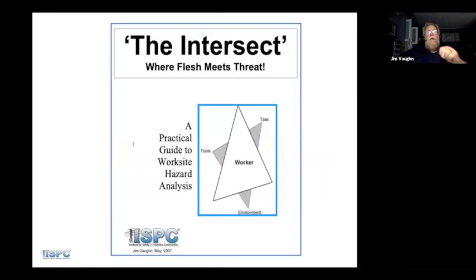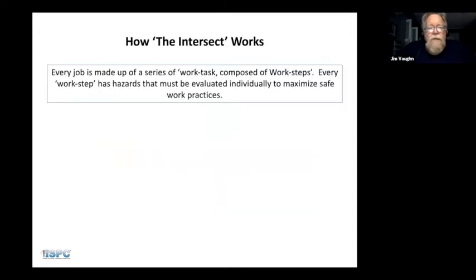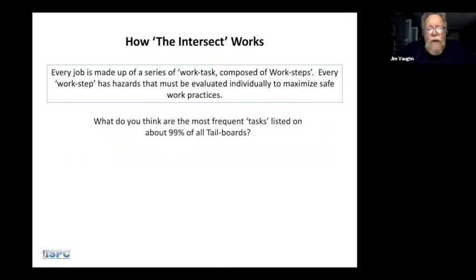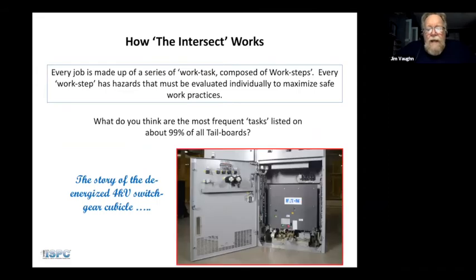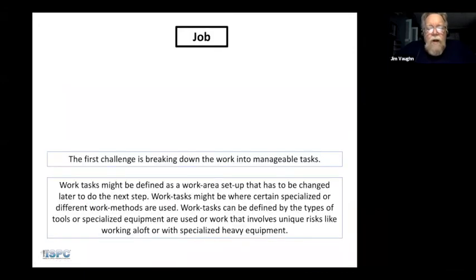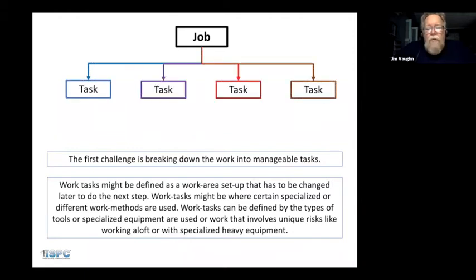So now we're going to look at a new method, or a better method, the Intersect, and it's subtitled Where Flesh Meets Threat. So here's how it works. We know that all of our jobs are made up of work tasks, and we're going to go through all of those work tasks. Now, this is that cubicle that I was telling you about. You can't see it, but up in this corner is where that little transformer was that the guy flipped that piece of conductor into that caused the explosion. So the first thing we're going to do is break down the job into manageable tasks.